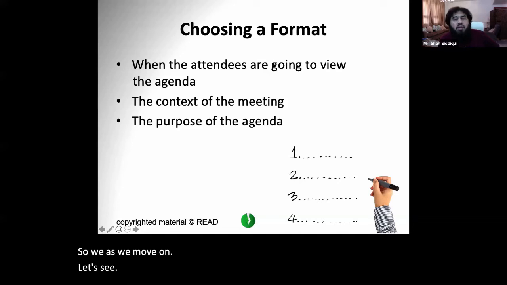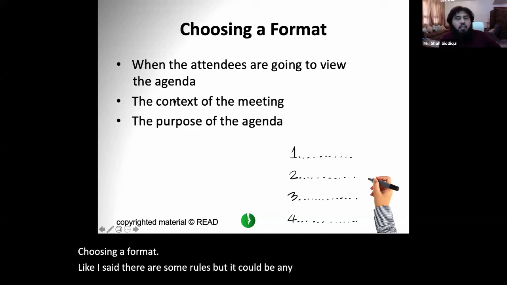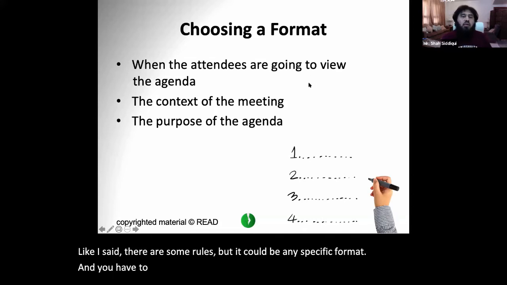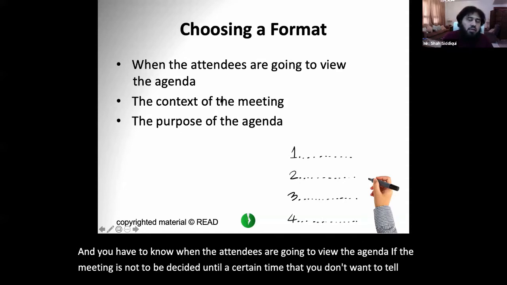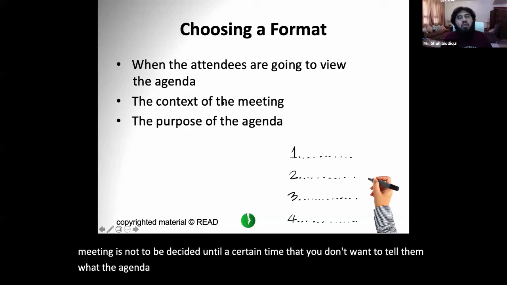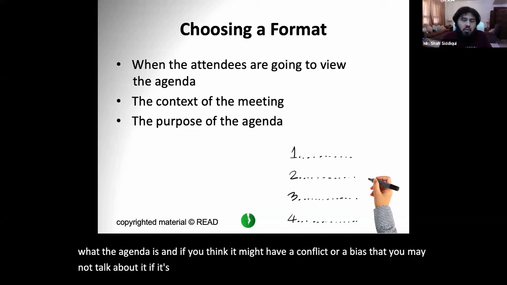Choosing a format. Like I said, there are some rules, but it could be any specific format. And you have to know when the attendees are going to view the agenda. If the meeting is not to be decided until a certain time, then you don't want to tell them what the agenda is. And if you think it might have a conflict or a bias, you may not talk about it. If it's a surprise, then of course you don't want to write the agenda.